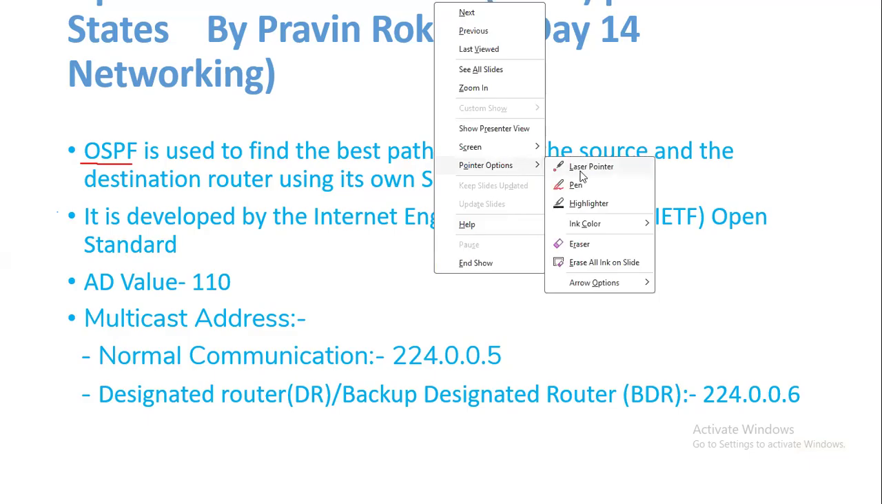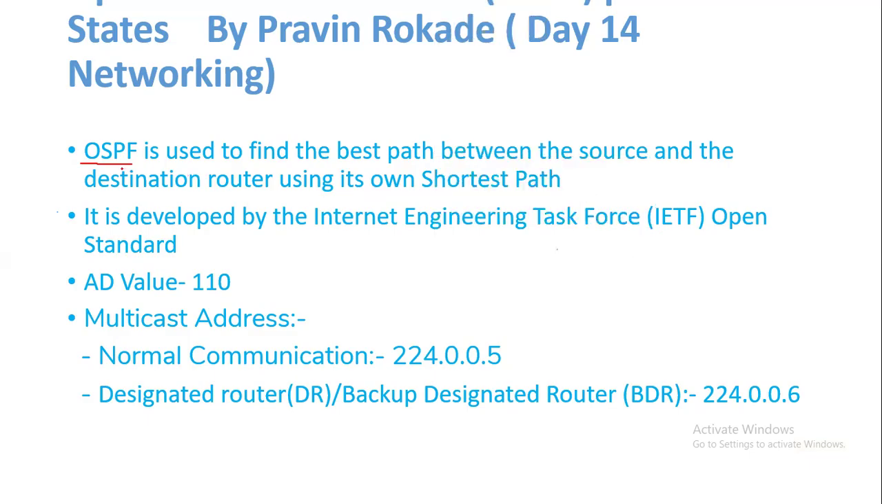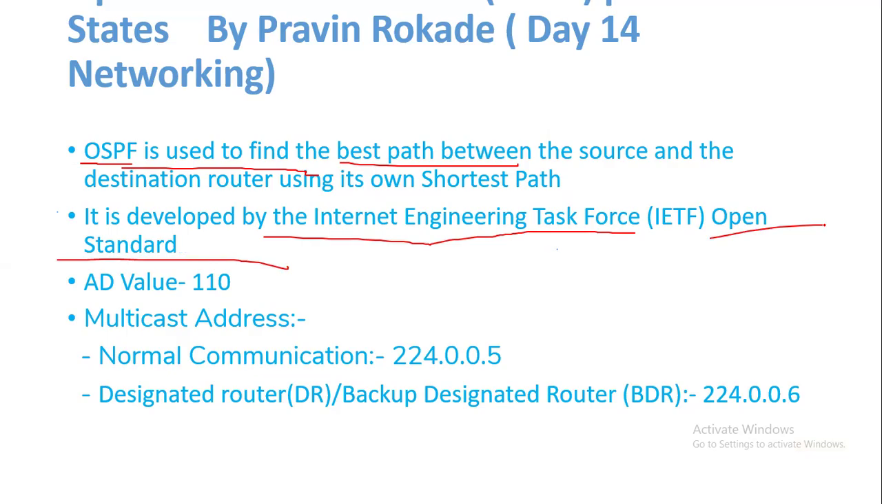So here we'll be focusing on what is OSPF. Let's take an example: the name is Open Shortest Path First, showing the best path from source to destination, and it is used on its own. It was developed by the Internet Engineering Task Force and it is an open standard, which means it can be used for Cisco as well as non-Cisco devices.